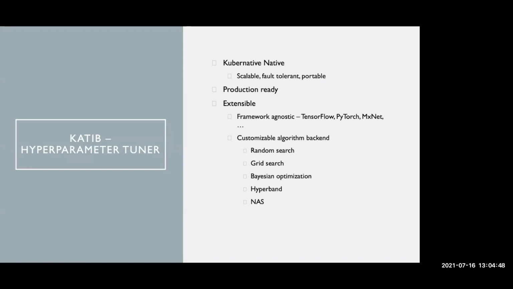And regarding the extensible nature, it is framework agnostic. It just expects a Docker container, so you could write anything in that. It supports TensorFlow, PyTorch, and MXNet, and you can see all the samples in the current repository as examples. It has a customizable algorithm backend, so it supports different types of algorithms. If you are an advanced user, you could have various types of algorithms, which you could see from the documentation. Some commonly used ones are random, grid search, Bayesian, hyperband, and in the case of network architecture search, which is a separate domain altogether from hyperparameter tuning.